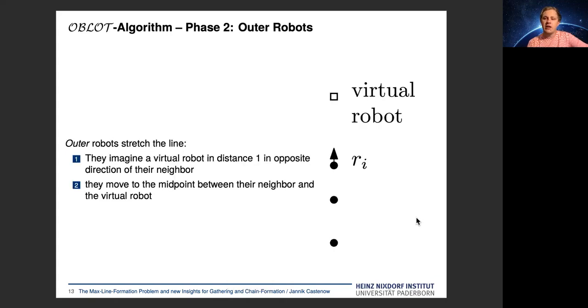Robots at the end of the line stretch the line as follows. This robot imagines a virtual robot in the opposite direction of its single neighbor. So here, opposite in distance 1, it assumes there is a virtual robot, and then it moves to the midpoint between the virtual robot and its real neighbor. And by this movement, it moves upwards and stretches the chain.